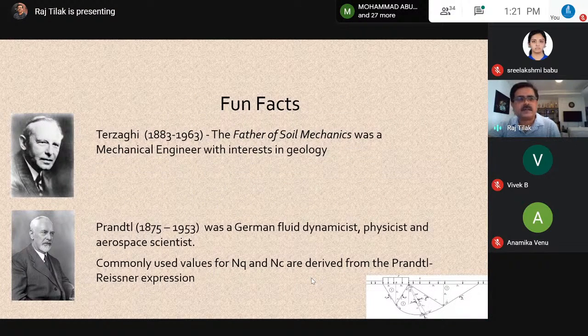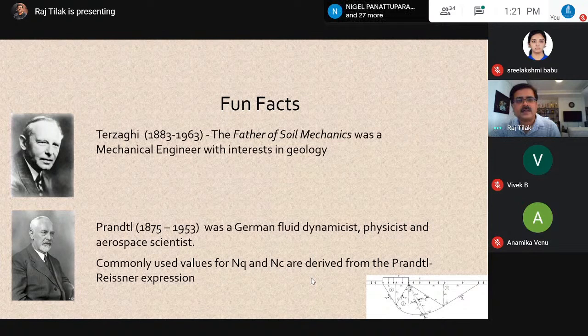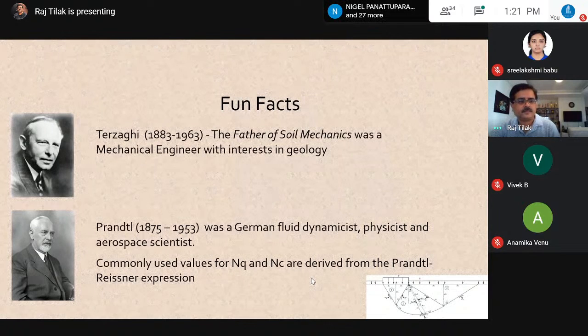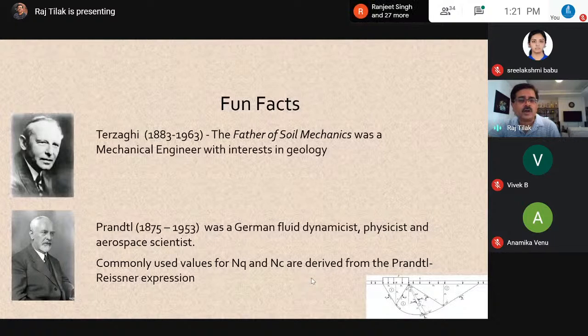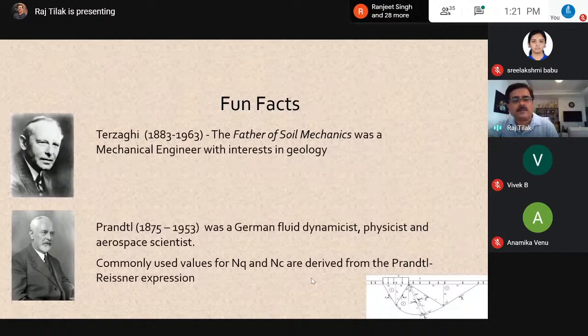This is just a fun fact that geotechnics is not limited to geotechnical engineers. If you know Karl Terzaghi, he was the father of soil mechanics, and he was a mechanical engineer. He was not a civil engineer at all, and he's the father of soil mechanics. He had interest in geology though. The other, an aerospace scientist, Prandtl, his Nc and Nq, Nγ, which are typically used in bearing capacity. He had a big hand in giving those parameters.